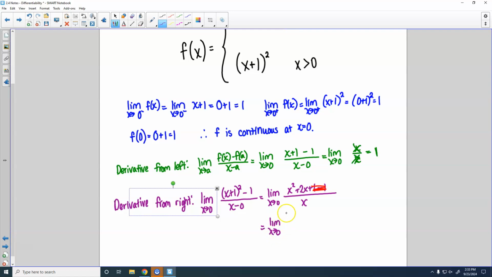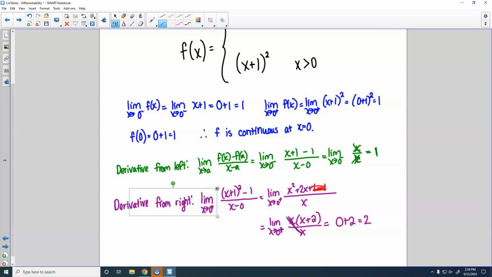X approaches 0. I guess I should have a plus right here. I should have had a right there. All right, and then we'll have x times x plus 2 over x, and so those x's right there cancel, and we can plug in our 0. So we'll just get 0 plus 2, which is 2.